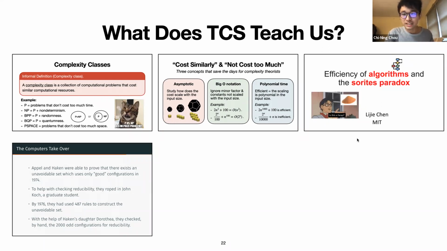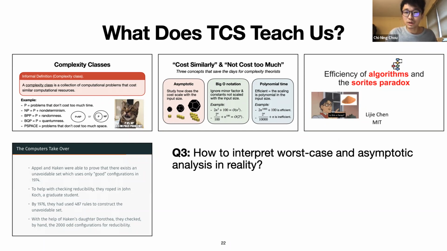So based on all these materials we have seen, we could probably continue the question we have been asking about the relation between computation and reality more. Especially, we can be more concrete. We can ask, this kind of worst case analysis and asymptotic analysis in theoretical computer science, how do we interpret this in reality? Although they admit that they are doing more pure mathematics and abstract thinking, how can we still extract something from them and talk about something closer to what really happens?